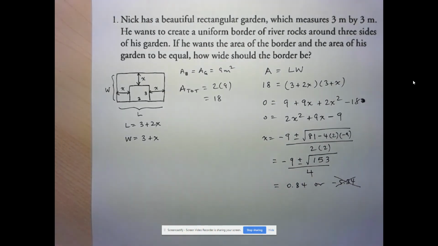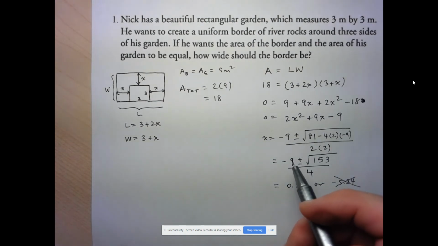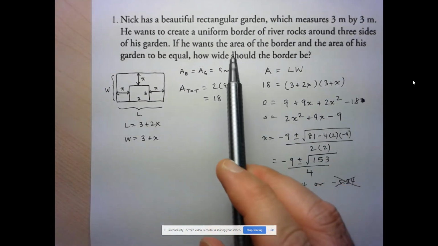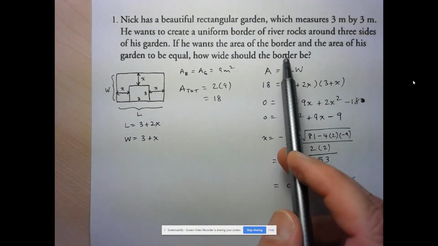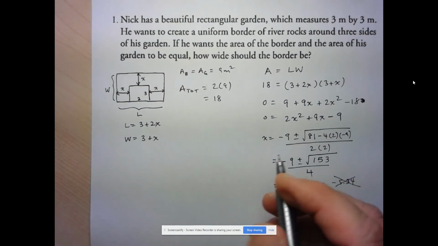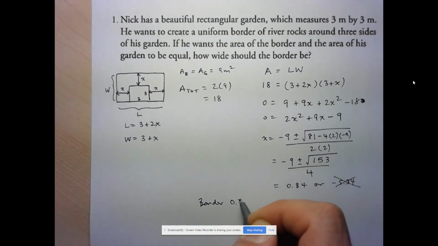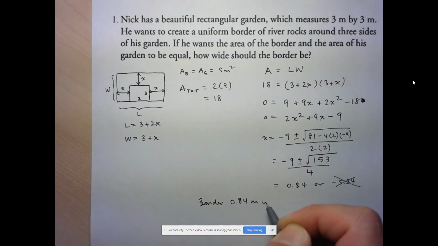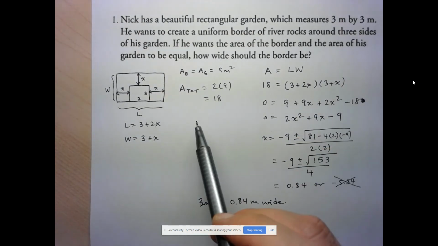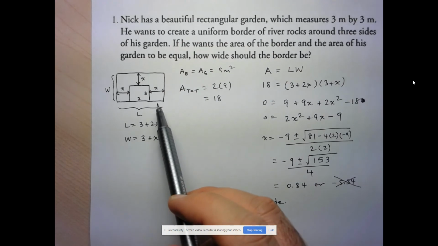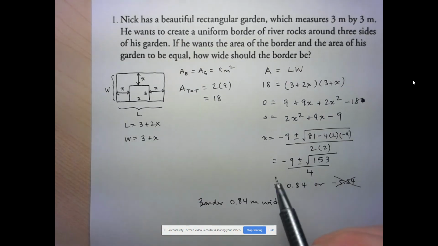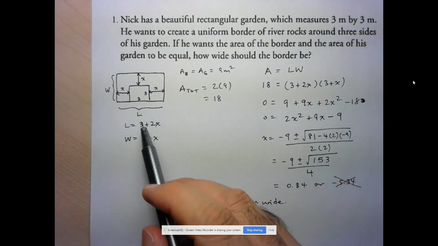All right, so let's take a look at what they're actually asking me for, and the only thing they're asking me for is how wide the border should be. So I have my answer. So the border should be 0.84 meters wide. All right. I always have to go check the question because they might have asked us what the new dimensions of the garden are, in which case this would not be my answer. I'd have to find the length and width.